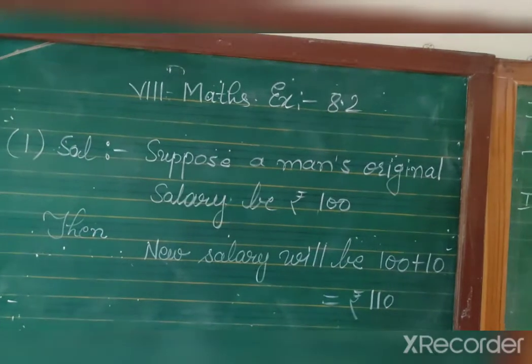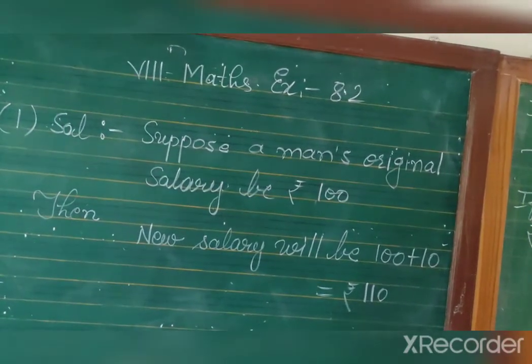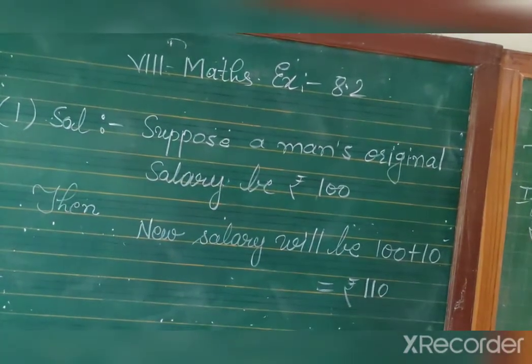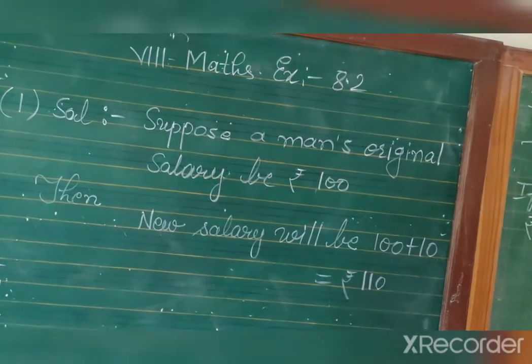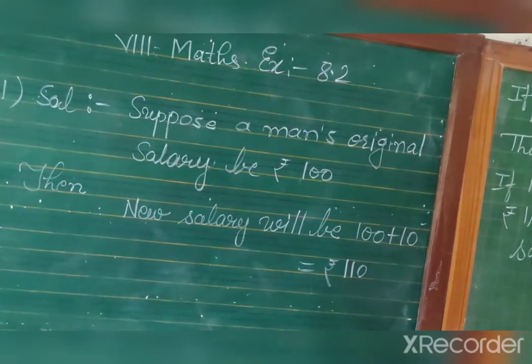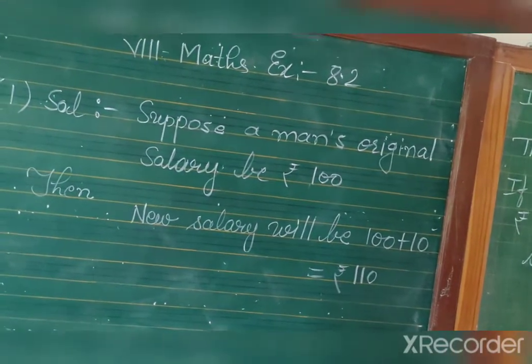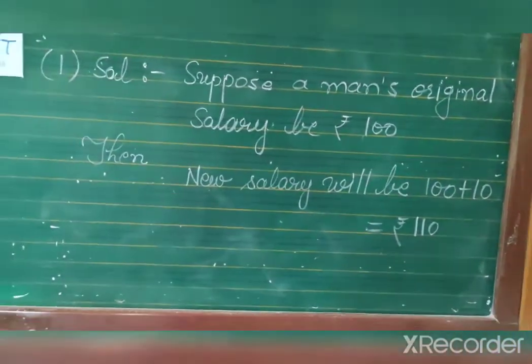So solve this. Okay. Now question number first of exercise 8.2. A man got a 10% increase in his salary. If his new salary is 1,54,000, per month or year? Per month. Find his original salary. Okay, so original salary we have to calculate.